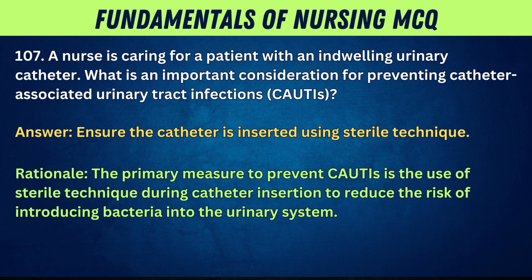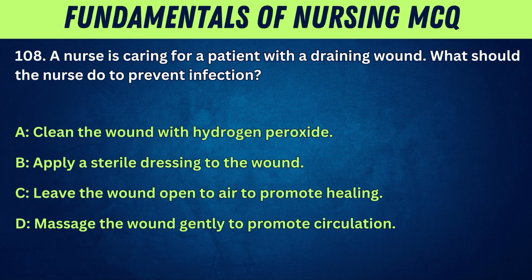Answer: ensure the catheter is inserted using sterile technique. Rationale: the primary measure to prevent CAUTIs is the use of sterile technique during catheter insertion to reduce the risk of introducing bacteria into the urinary system. 108. A nurse is caring for a patient with a draining wound. What should the nurse do to prevent infection?